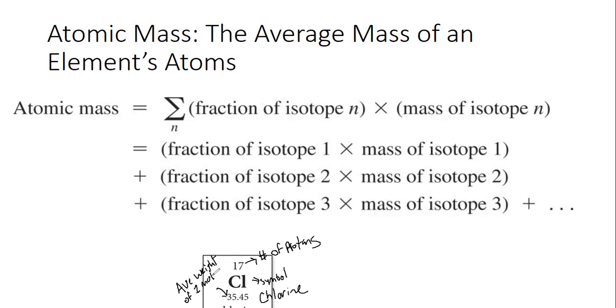Or it's just the average weight, or it has two definitions: the average weight of 1 atom. So for chlorine, this 35.45, it's either atomic mass, which I have a formula up there for, so the weight of 1 atom, or the average weight of 1 mole.